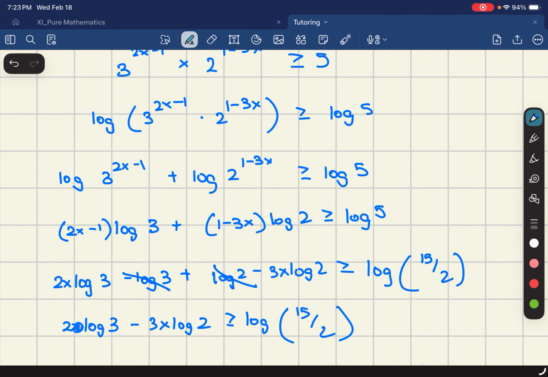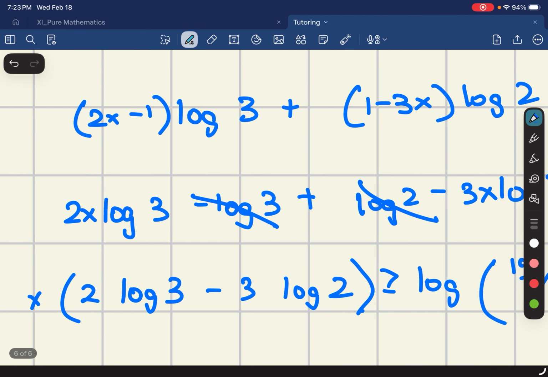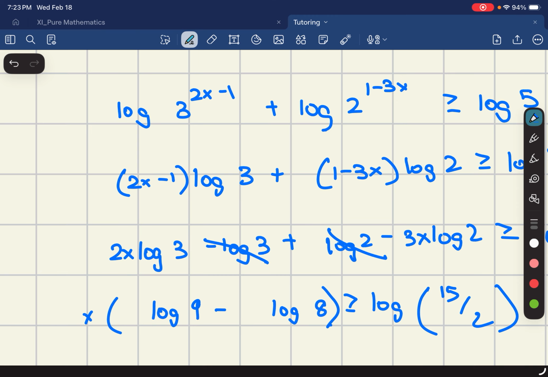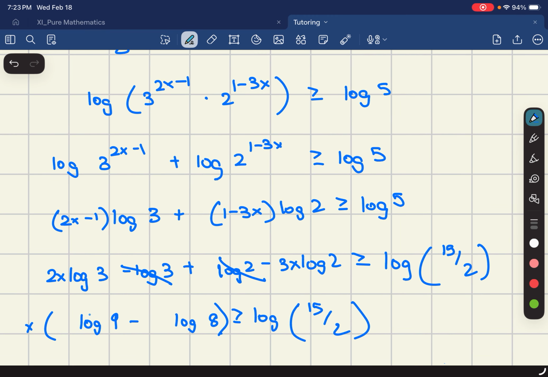And now we can factor out our x. And let's think about it. We have log, because we have a 2 here, this is actually log 9. And this is actually log 8, right? 2 to the power 3 is going to give us log 8. So we can write this as log 9 over 8.